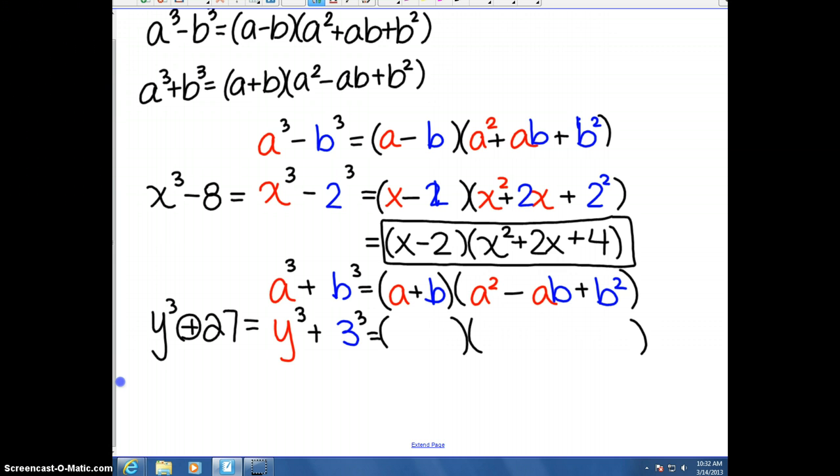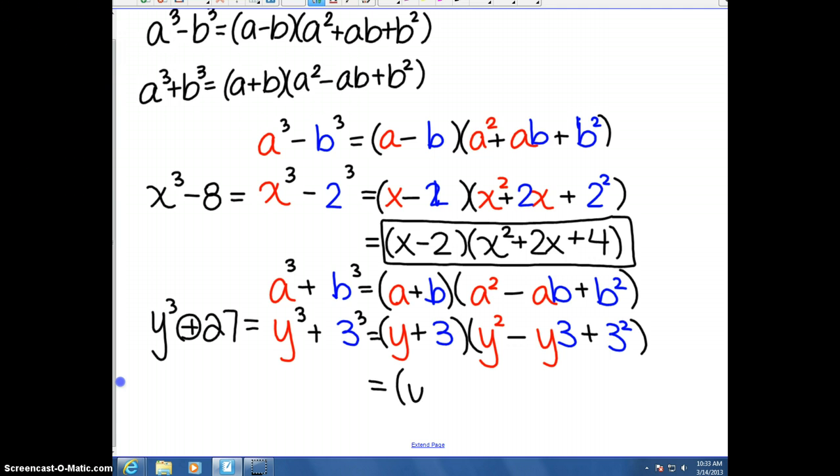So when we go to factor this, every place there's an a, we're going to put a y. Every place there's a b, we're going to put a 3. And then we have to be careful to get our signs correct from the formula. Every place there's an a, we put a y. Every place there's a b, we put a 3.